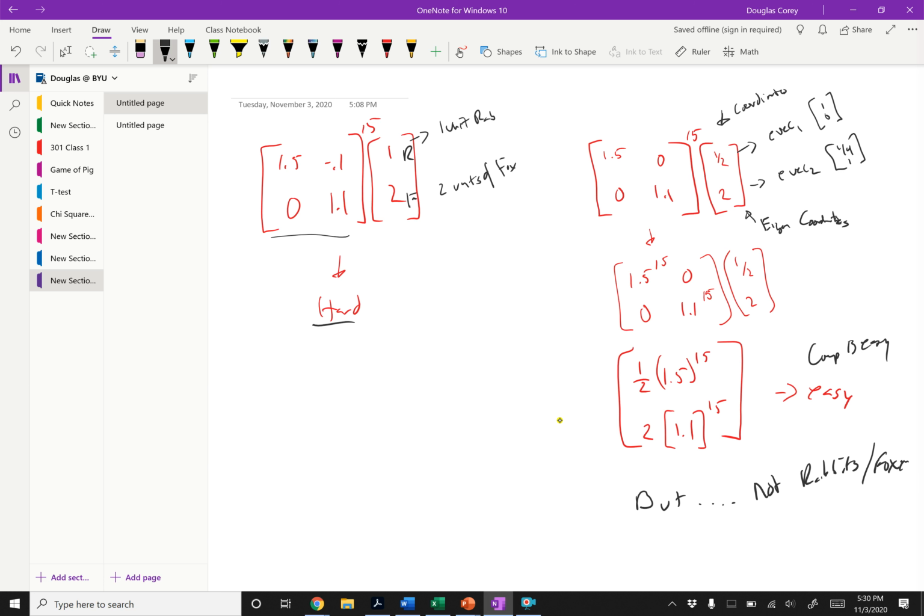It's not rabbits and foxes. We want rabbits and foxes. So if we do this trick, we have to start with rabbits and foxes, translate into eigenvector coordinates, and then we have to translate back to rabbits and foxes. And it still can save us tons of time if we do that. But let's actually do the computation.